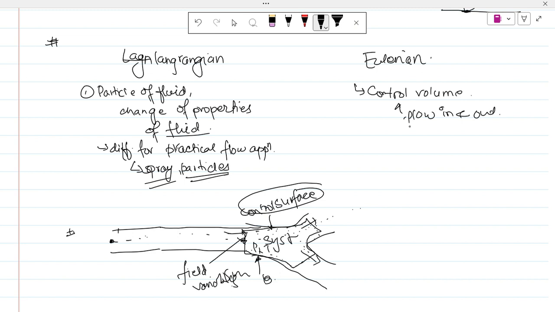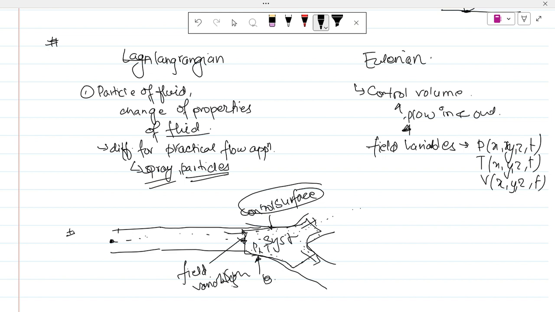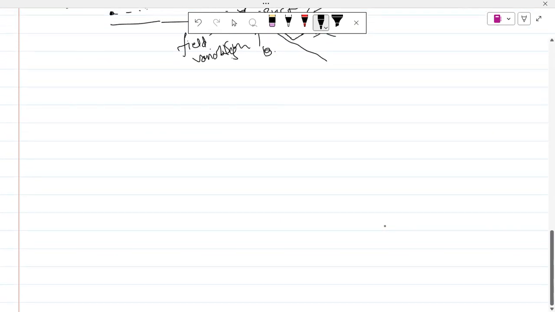And we are evaluating field variables. So what are field variables? Pressure field, which is a function of space and time, x, y, z, t, or temperature field, x, y, z, t, or simply velocity, such as x, y, z, t. These are our field variables, which we will trace in the control volume, and they are functions of space and time. So these are two approaches of analyzing the property of the fluid, or simply analyzing the behavior of the fluid.